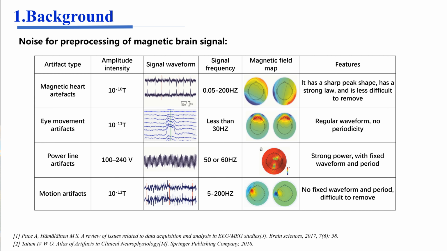However, the signal collected by SERF magnetometers is easy to be contaminated by various artifacts, such as power line artifact, cardiomagnetic artifact, air movement artifact, shaking artifact, and so on. These artifacts are usually several orders of magnitude larger than the brain magnetic signal, and they need to be filtered by certain pre-processing methods.